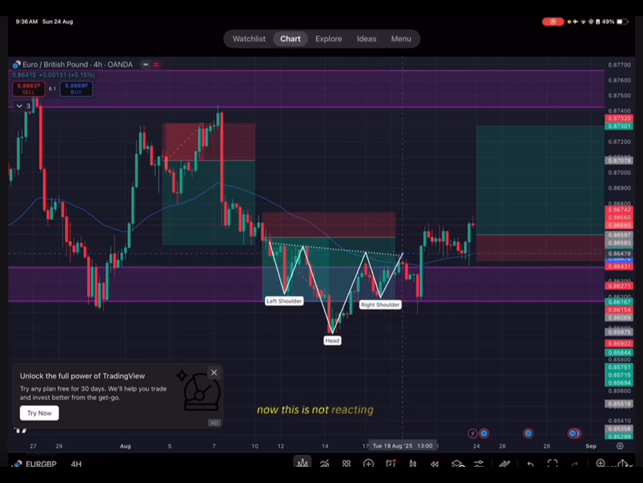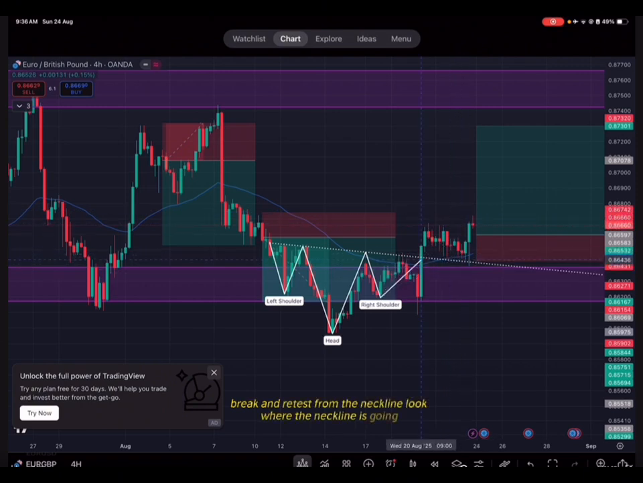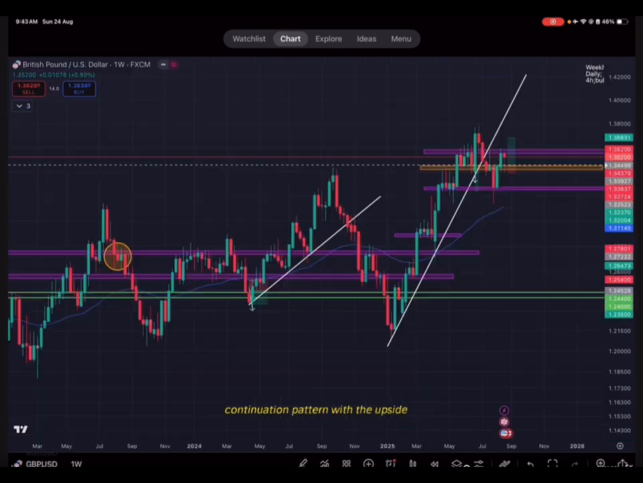Now this is reacting with a break and retest of the neckline. Look where the neckline is going. Break and retest. This is the indication of a strong continuation pattern toward the upside. Okay.